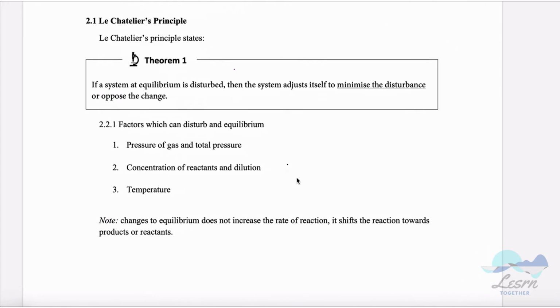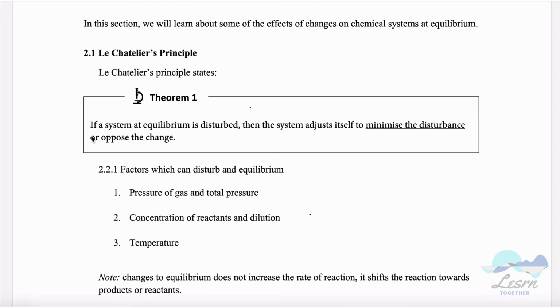What Le Chatelier's principle says is that if a system at equilibrium is disturbed, so the system is already at equilibrium, what happens when we disturb that system? Then the system will adjust itself to minimize that disturbance or oppose the change. So we have a dynamic equilibrium, it's a closed system, we let it reach equilibrium, right? Then what happens if we introduce a disturbance to that system?